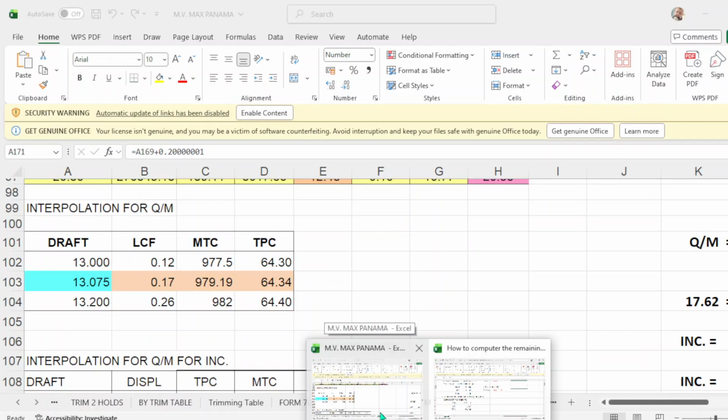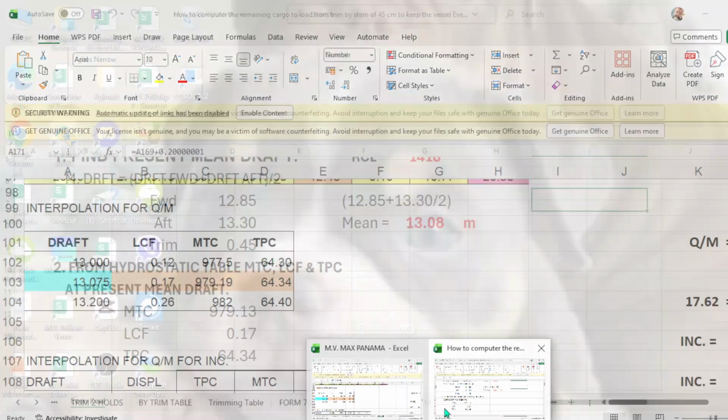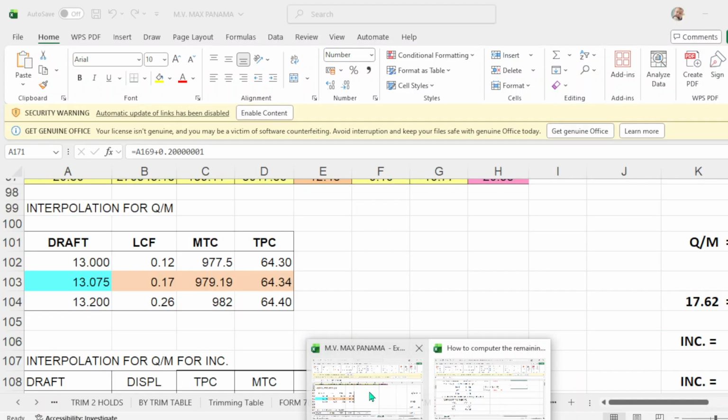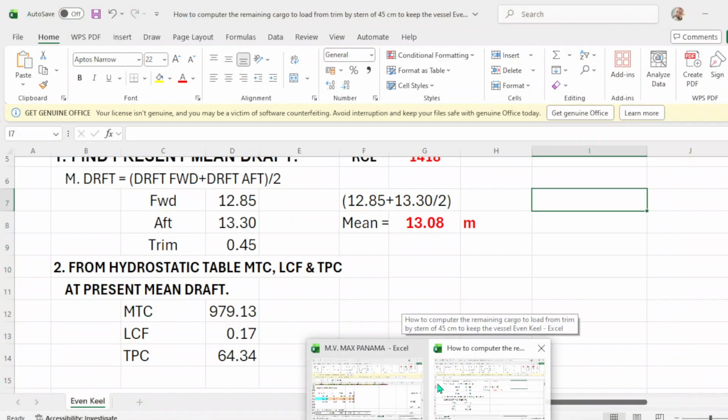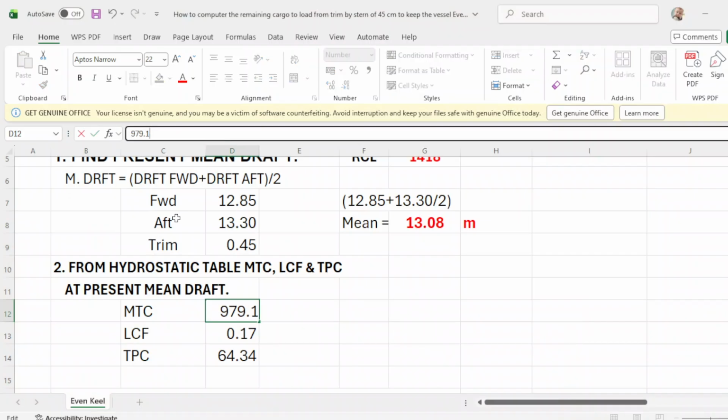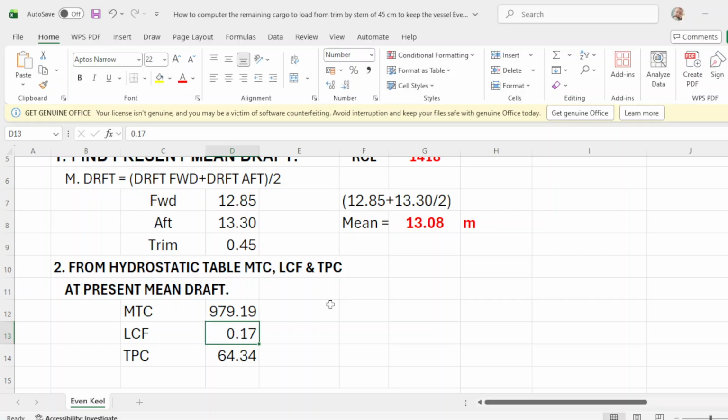LCF is 0.17 and MTC is 979.19. It should be 979.19. Okay, put this 19. Put this 19. Okay.